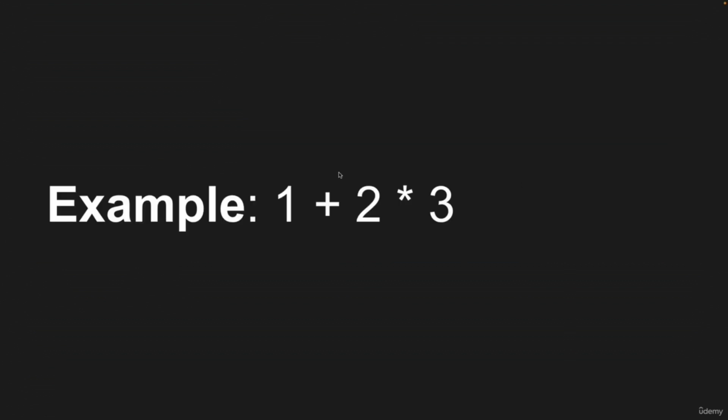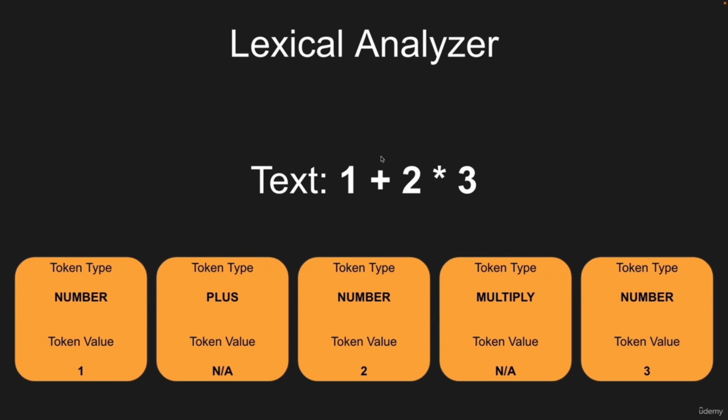Here's an example of 1 plus 2 times 3. The lexical analyzer will generate these tokens: token type number with token value 1, then token plus, then token number 2, then token multiply, and token number 3. It's in the correct order, so it's ordered correctly as 1 plus 2 times 3. Remember, token value NA means we already have enough information that it's a plus sign. Right here, it clearly says it's a plus sign. It's nothing else.